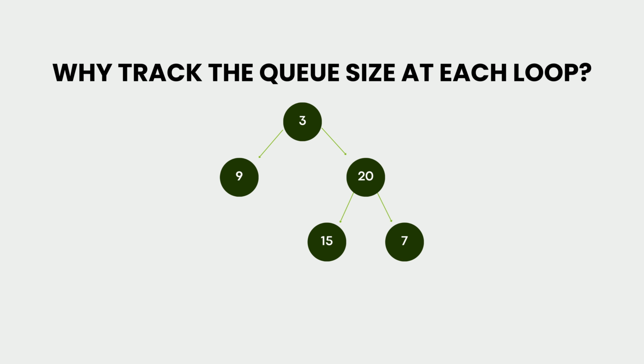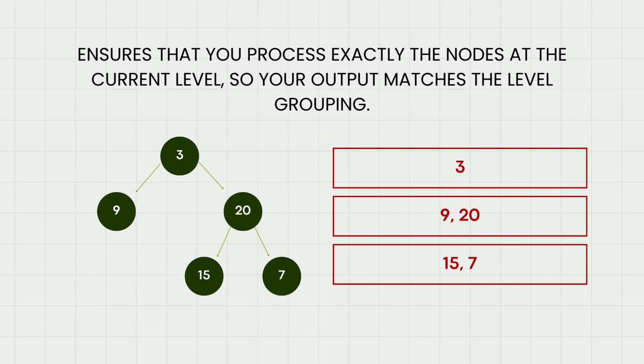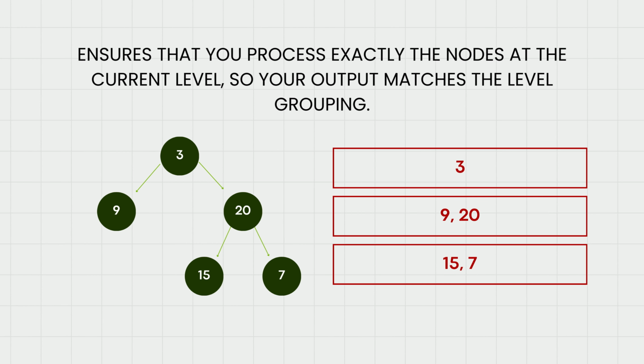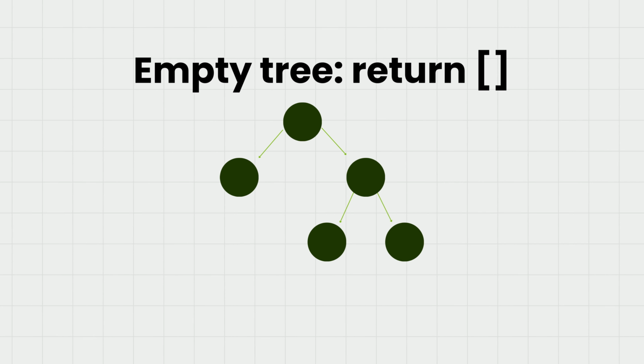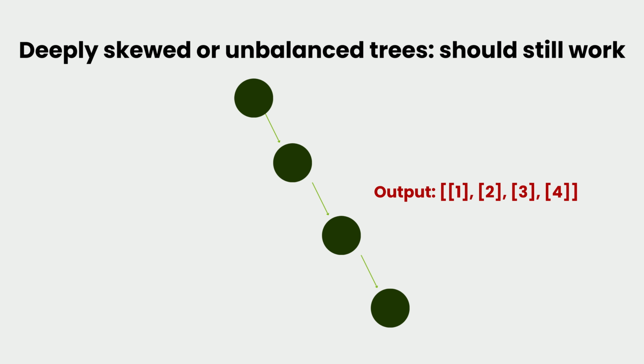Let's add more detail. Why track the queue size at each loop? It ensures that you process exactly the nodes at the current level, so your output matches the level grouping. Forgetting this step is a classic source of bugs. Some edge cases. Empty tree. Return an empty list. Single node. Return its value. Deeply skewed or unbalanced trees should still work.